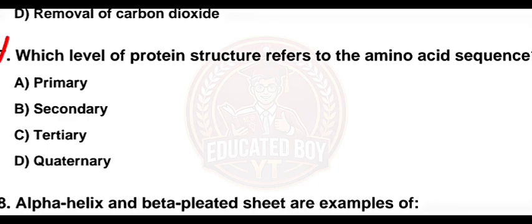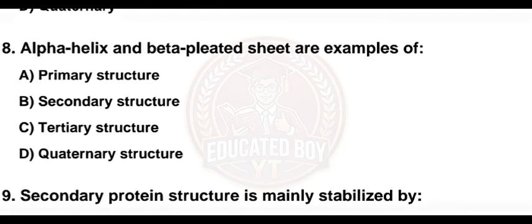Question number 7. Which level of protein structure refers to the amino acid sequence? Option A, primary, option B, secondary, option C, tertiary and option D, quaternary. Right answer is option A, primary.